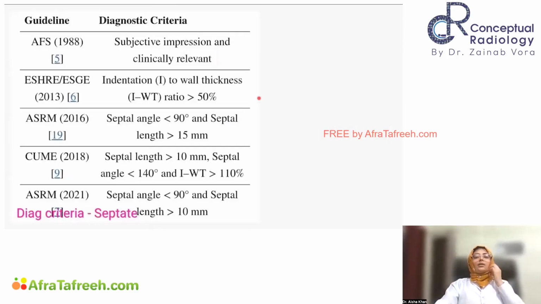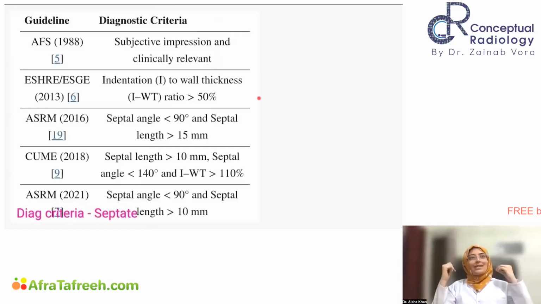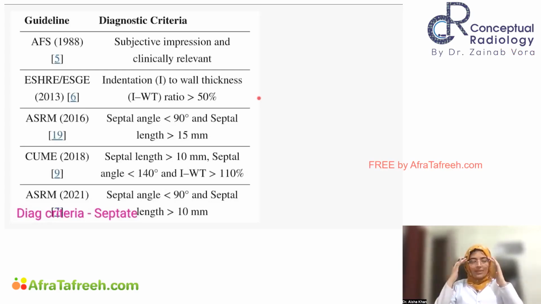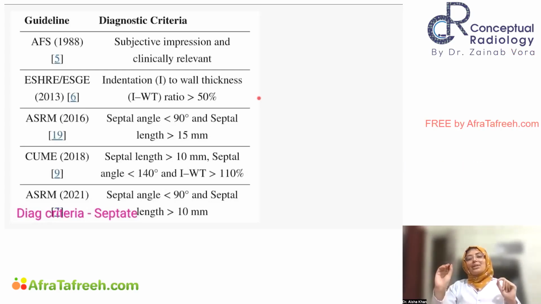This slide is one really cool slide. I've tried to compile all the guidelines and what everyone has to say about septate uterus. AFS में क्या होता है, ESHRE के according क्या होता है, ASRM, CUME, and the latest ASRM also. So try to take a screenshot of this slide and keep this with you. Whenever you are in confusion कि क्या बनाए, septate है या नहीं है, you just come back to this slide. We have all the societies and what is their criteria for a septate uterus.